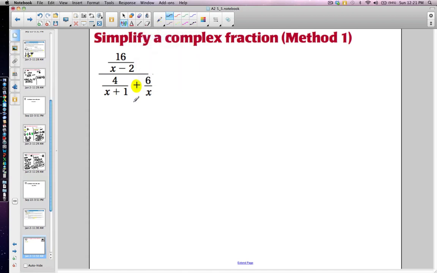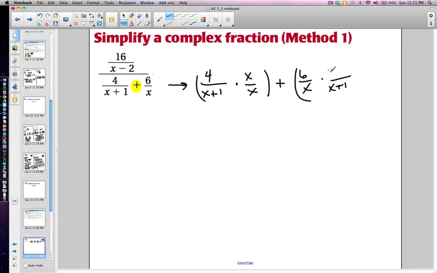The first thing I need to do is I need to look at my denominators. I have x plus 1 and I have x. So x plus 1 times x, that's going to be the common denominator. So I'm going to make the common denominator of x plus 1 times x over x plus 6 over x times x plus 1 over x plus 1.